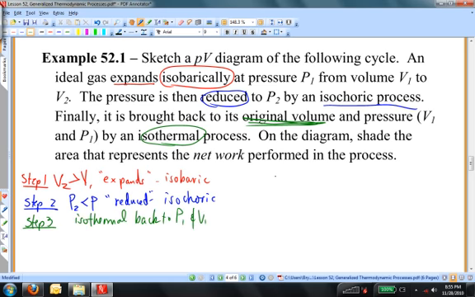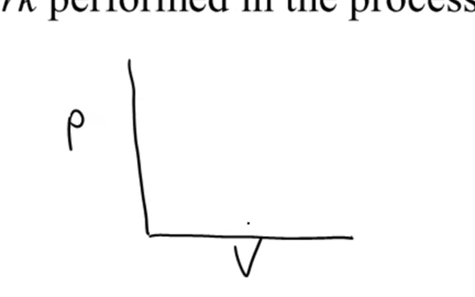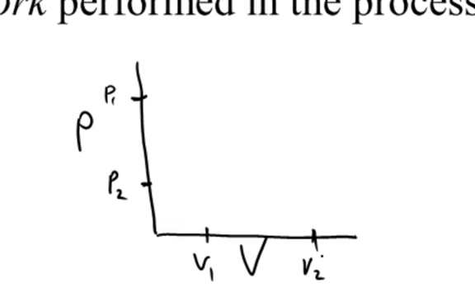So now let's sketch this pressure volume diagram. Let's select a P1 that's going to be bigger than P2. P1 is going to be up here, P2 is going to be over here. And let's select a V1 which is going to be smaller than V2. So I'm going to have a V1 and a V2, and these numbers might be something that you could calculate if you were given numerical information.